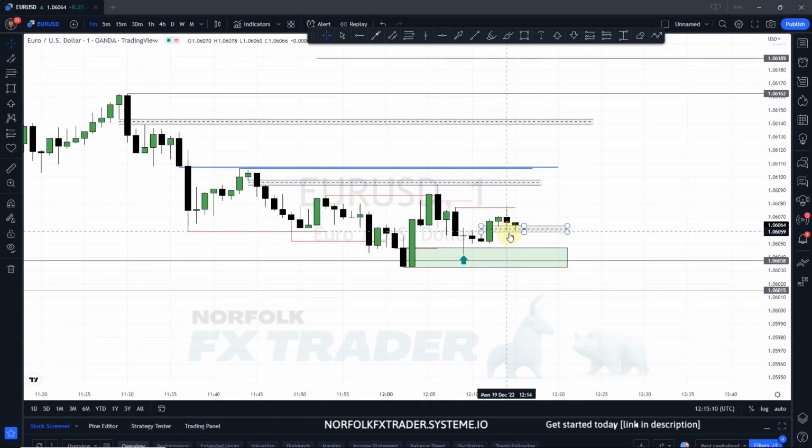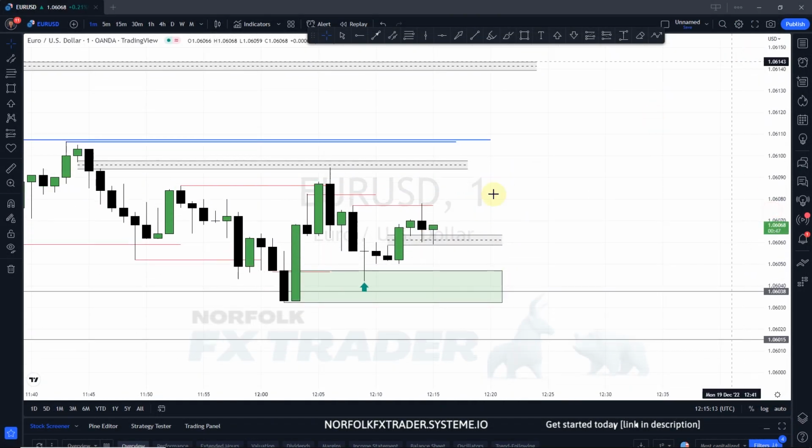Now you can see what's happening. Again, we've been through this. We've just filled this imbalance. Like I just said, they create these areas, these pockets of imbalances with these hidden orders to leave these areas. They can bring the market in to continue to push the market up.